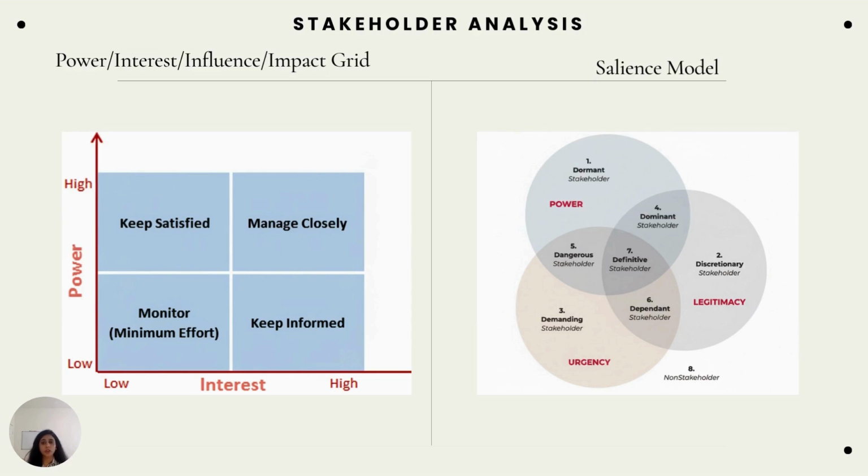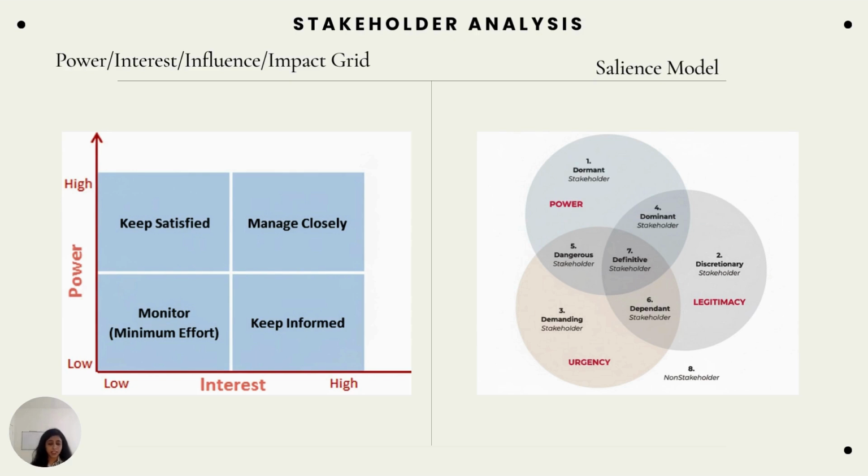The power is their formal authority to approve or block a decision. Their influence is the informal ability to sway opinions even without formal power. Impact is the magnitude of the effect they can have on the project success or failure. And now the analysis models. We have analysis models to map these traits and visualize our strategies. One is the power interest grid, or influence impact grid, or power impact grid. So there are a lot of grids.